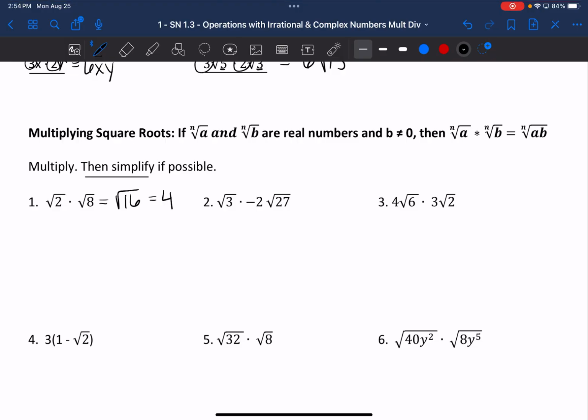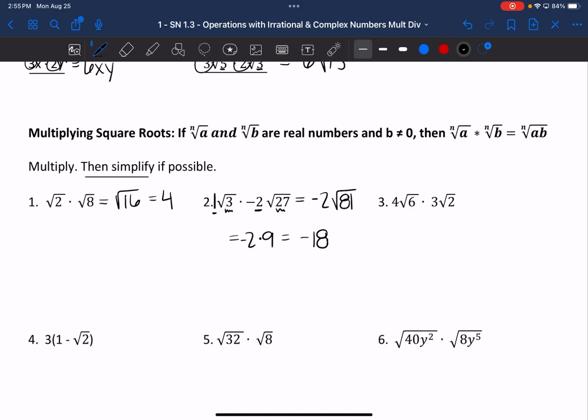On number 2, again, I'm going to multiply. Remember, we multiply the coefficients, so the things in front of the square roots, and then we multiply the things under the square roots. There's an understood 1 right here, so I multiply this 1 and this negative 2, which would give us negative 2. And then I multiply the stuff underneath. 3 times 27. What is 3 times 27? 81. So square root of 81. All right, so we multiplied. Now we're supposed to simplify. Can we simplify? Yeah, square root of 81 is 9. So I got negative 2 times 9, or negative 18. Nice.